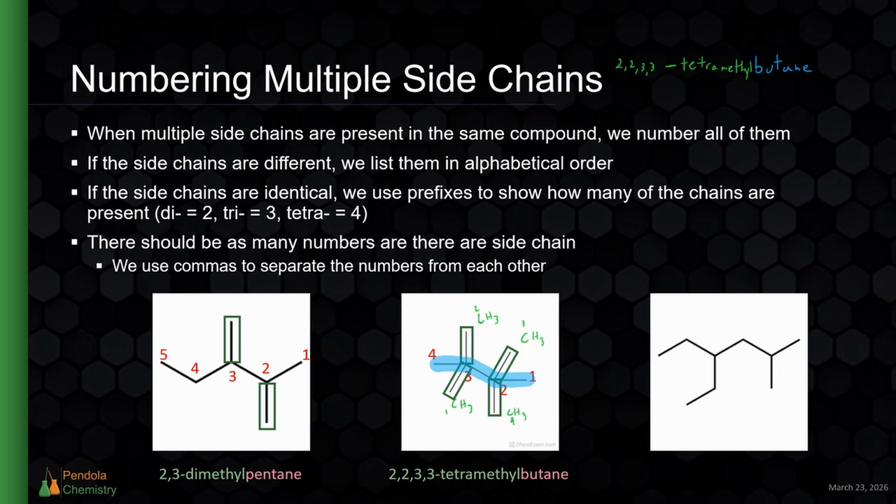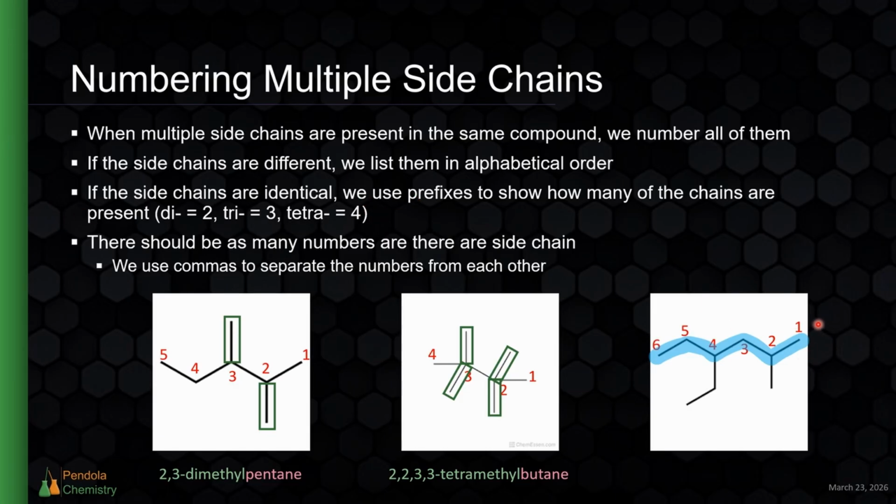Let's look at one last example to see what happens when we have a mixture of side chains. So looking at this one at the end. Again, we have our longest chain, which we could start from here, 1, 2, 3, or 1, 2, 3. Doesn't really matter. So we're going to start from here. 1, 2, 3, 4, 5, 6 carbons in total. So there are 6 carbons in this compound. 1, 2, 3, 4, 5, 6.